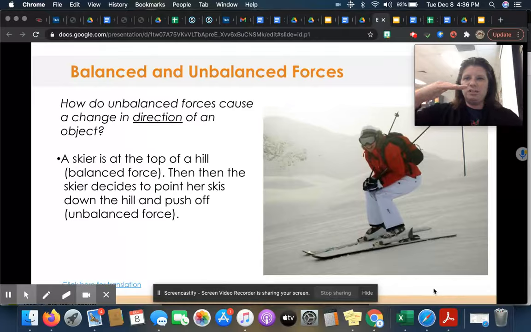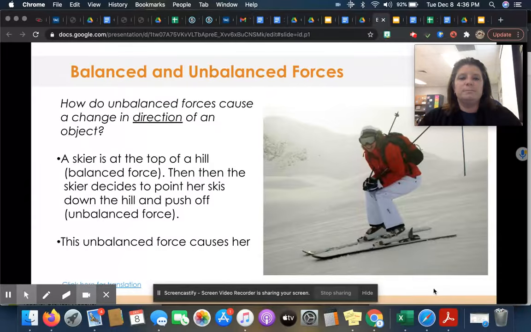So at the top of the hill, she's kind of more steady, like so. But then she pushes off and she goes down. And now that's a complete change in direction. And then this unbalanced force causes her to change her direction.